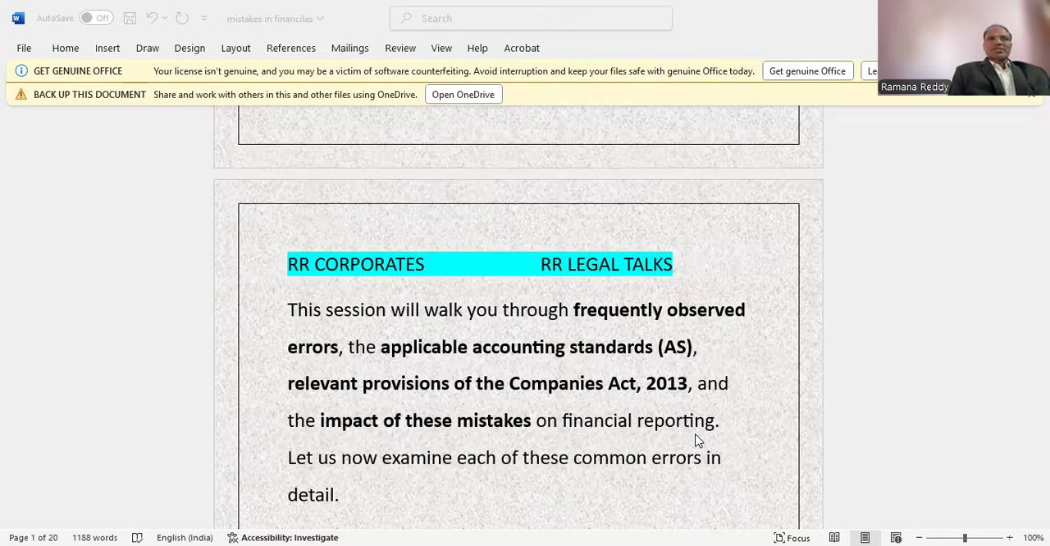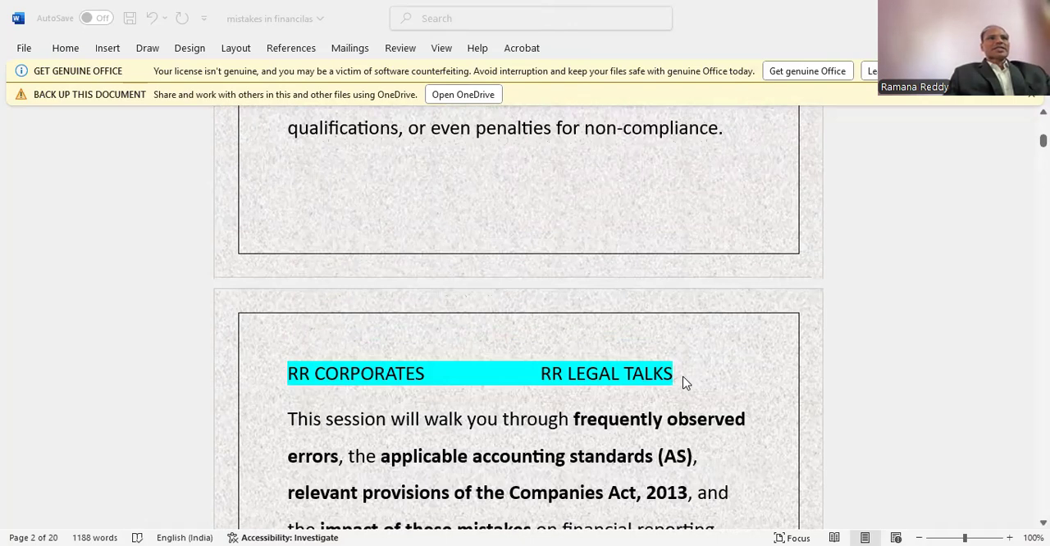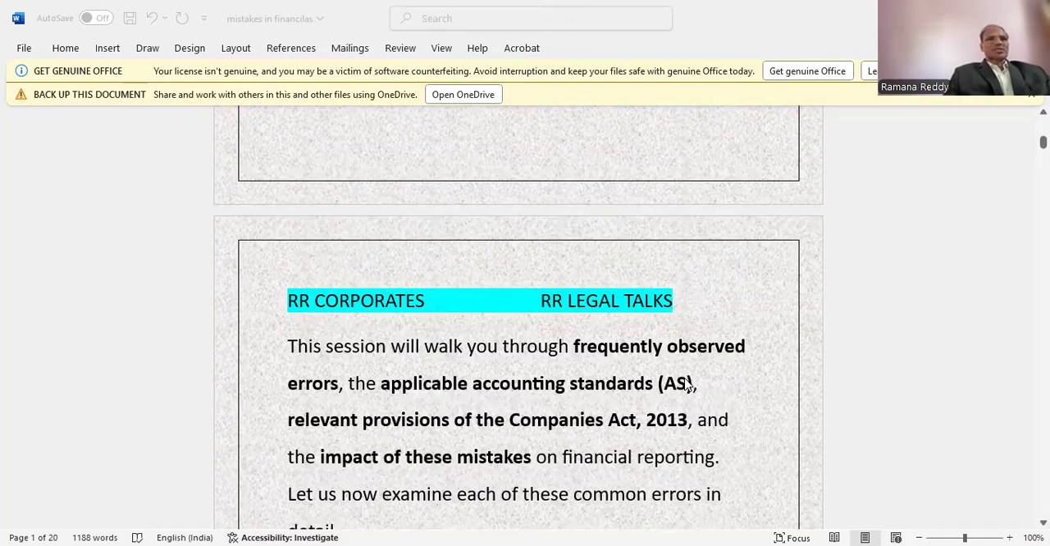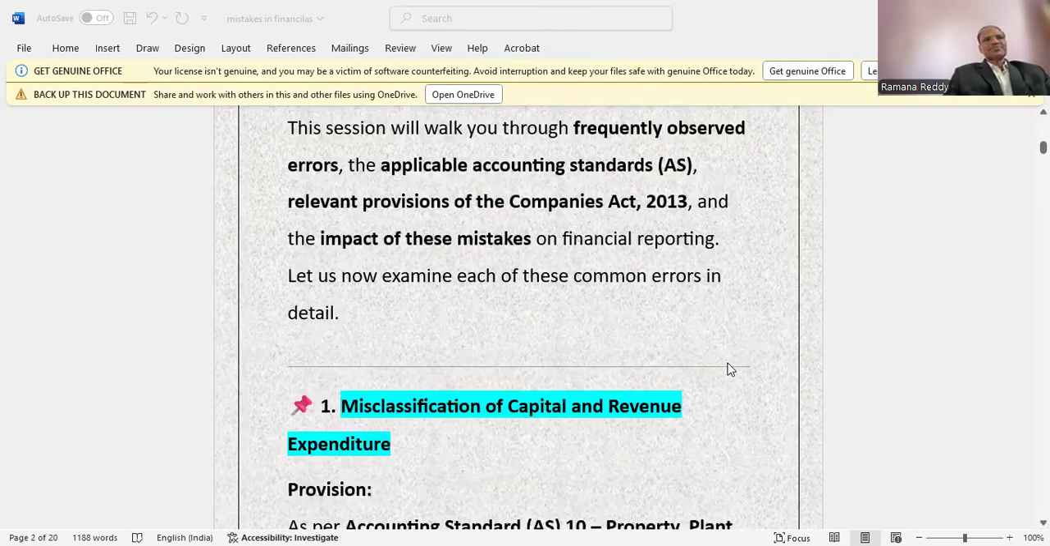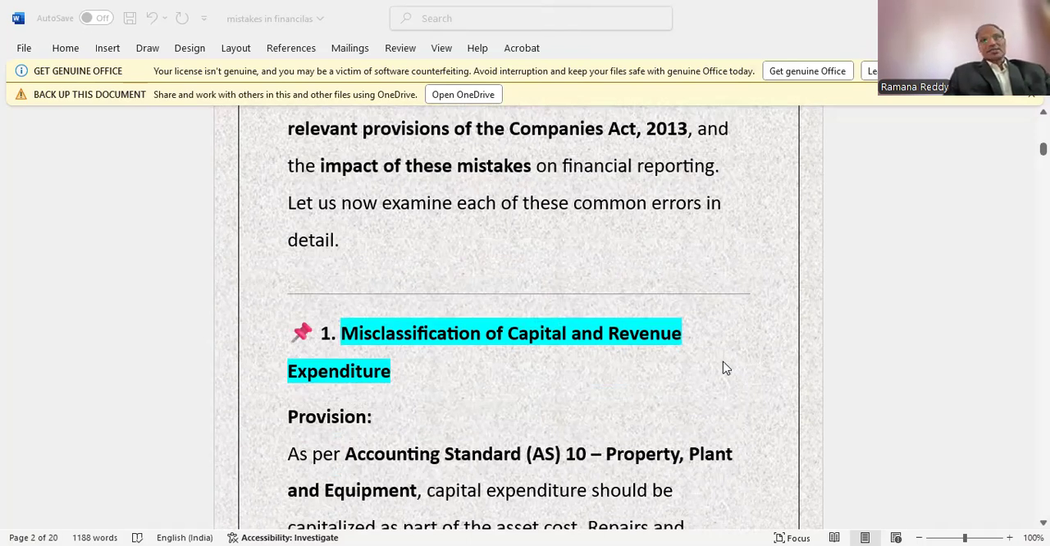So let us now examine each of these common errors which we observe. We'll discuss in detail these non-compliances, the penalties, and common errors.